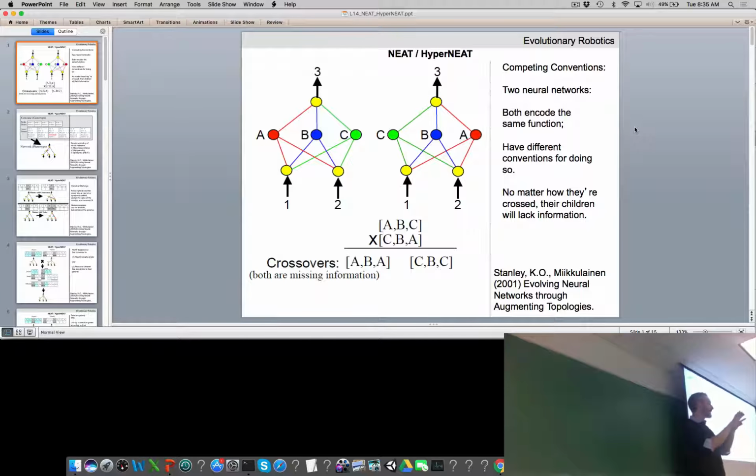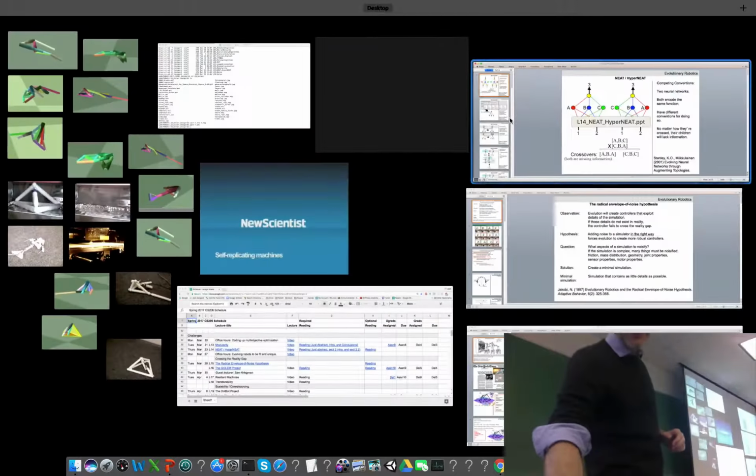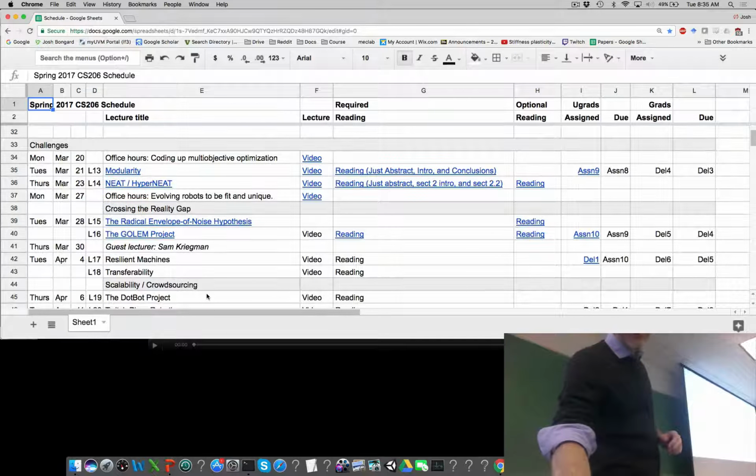That's why Mother Nature invented sex in the first place. It's a way to try and bring together the best of both worlds. The problem is that subproblems may show up in different places in different neural networks, right? So we want to try and create a way to combine these. And I won't go through the details, but that's what NEAT was designed to do.